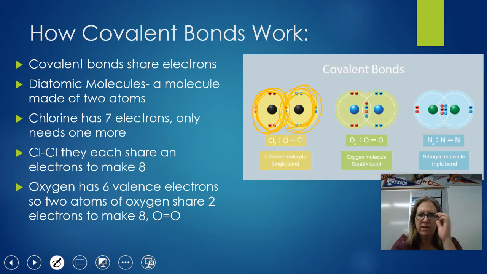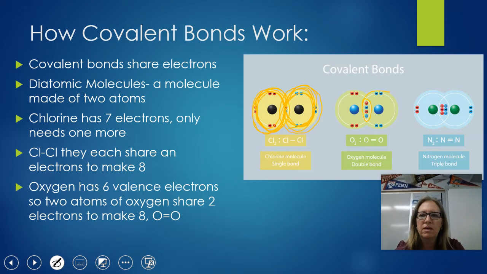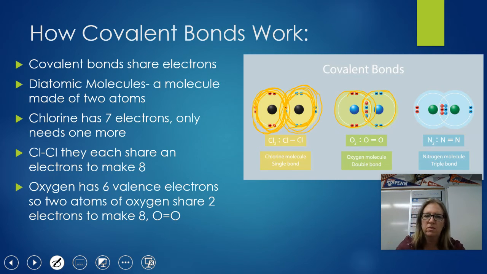Oxygen has 6 valence electrons. It only needs 2, and so 2 atoms of oxygen coming together, they will each share 2. And so again, here's a total of 8. Here's a total of 8, and they're sharing those 2 in the middle there. And we actually show that bond with this double line here. The bond between chlorine is a single line because it's just sharing a pair. Oxygen is sharing 2 pairs, so we show 2 lines.